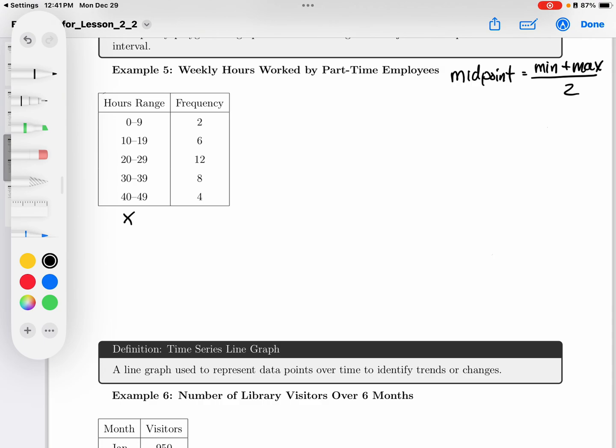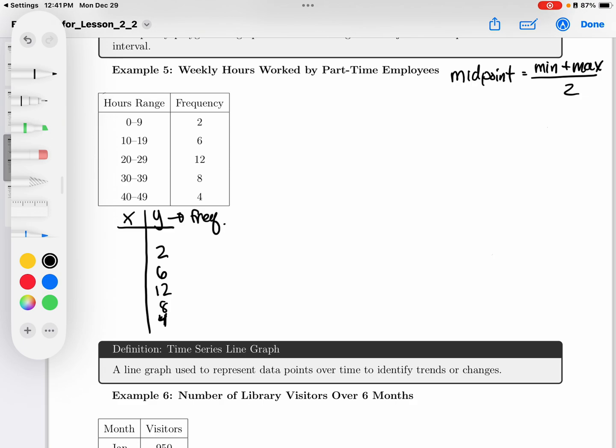Okay, now I'm going to make an XY chart here. I'm going to leave a space because we have to add something in at the beginning and the end. But my y value, what we're going to graph when we make our polygon, the y value is going to be the frequency. So that's going to be the 2, 6, 12, 8, and 4.